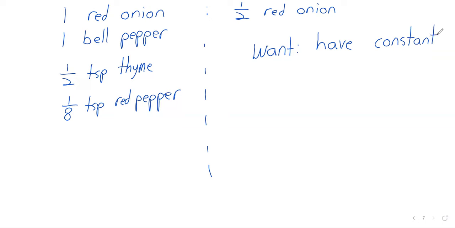In a situation like this, another way of thinking about it is that the ratio of what you have and what you want is going to be constant. So we want one red onion. That's, instead of using "want," because that's not quite what we're getting at here, the recipe calls for one red onion, and we have half a red onion.